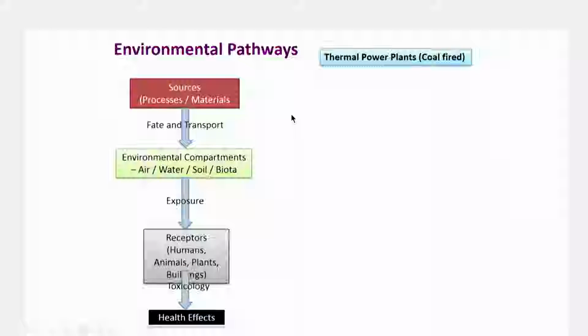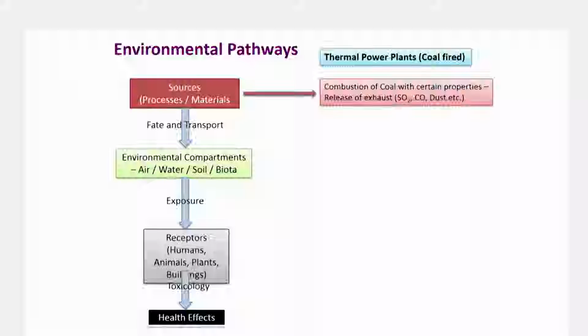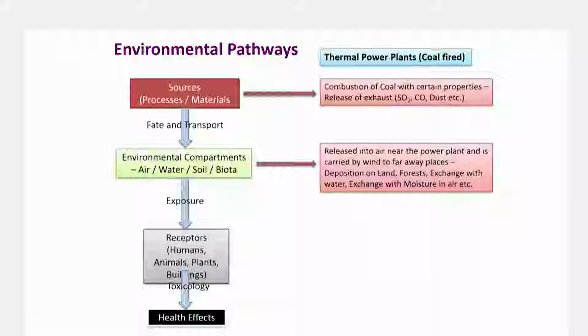For example, the thermal power plants that are coal fired. We have the sources: combustion of coal results in the emission of certain exhaust gases and particulate matter, and these are released into the air, dispersed and transported in the air. There are different processes that happen. One of them is deposition, the exchanges with land as well as water. So, this is well known.